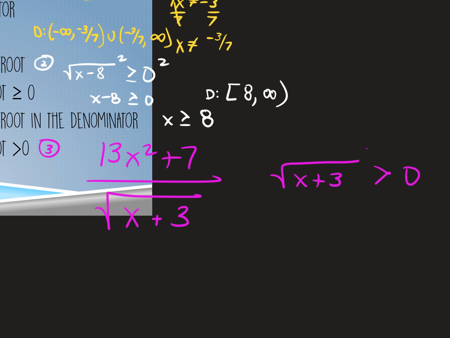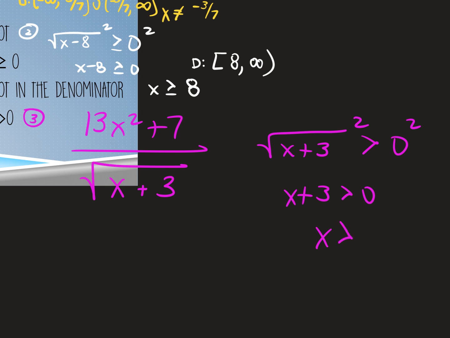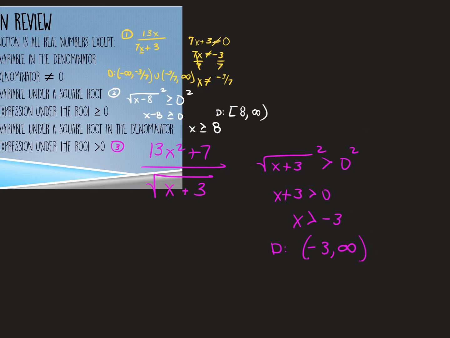So we would square both sides. You get x plus 3 greater than 0. So x has to be greater than what? -3. How would you write that? -3 to infinity. What goes on the -3? Parenthesis. Good. It does not include it. That's the difference there, guys. If it's just a radical in the numerator, greater than or equal to, that means it includes that number. If it's in a denominator, it does not include.